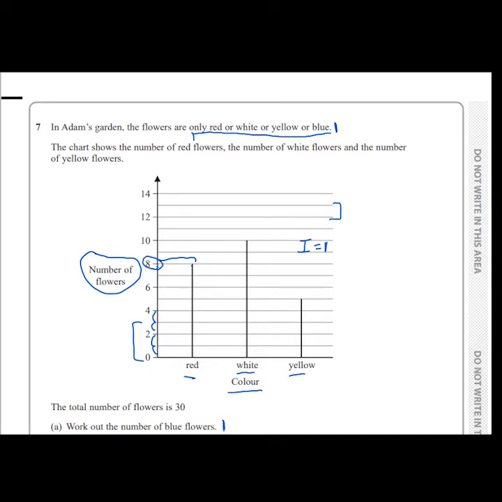So for the first one for red, we can see that it lines up here and we get 8. So I'll just put a little 8 there. For white, we do the same again, draw a little line across, and we get 10. So for the white, there are 10. Next up, we've got yellow, a little bit further down. So again, we'll follow across here, and we get 5. So we've got 5 for yellow.